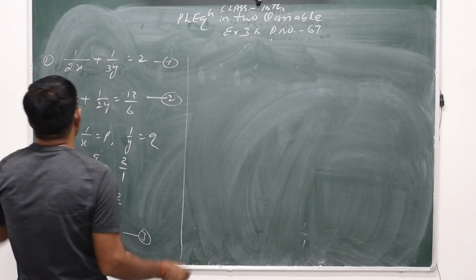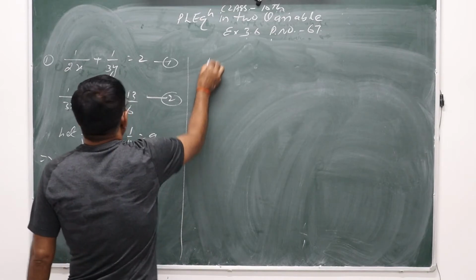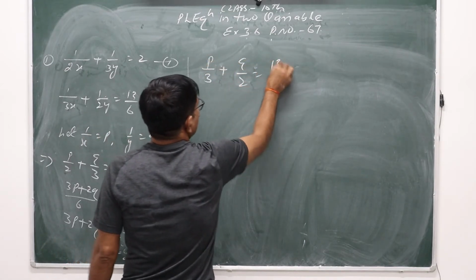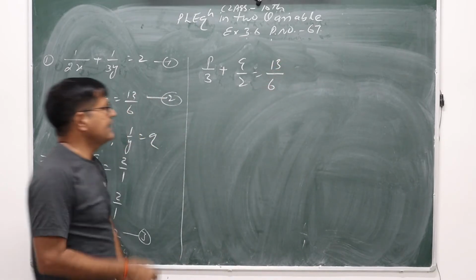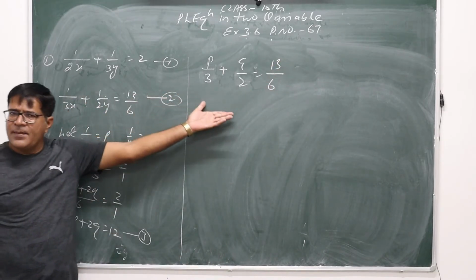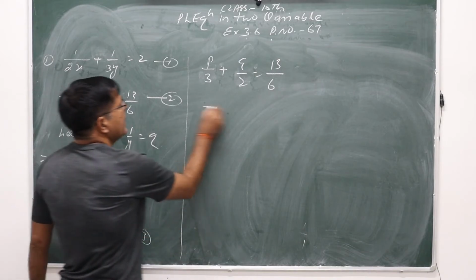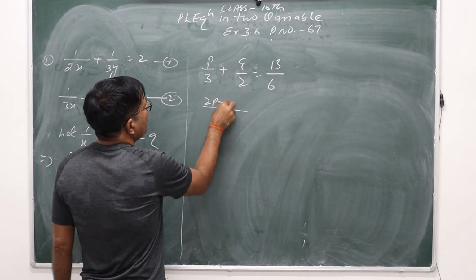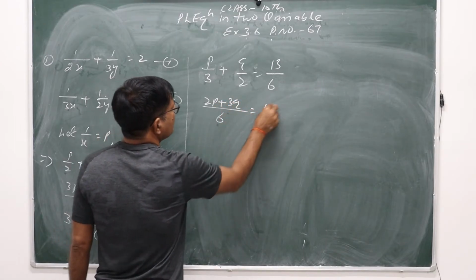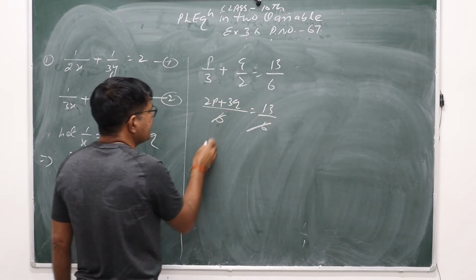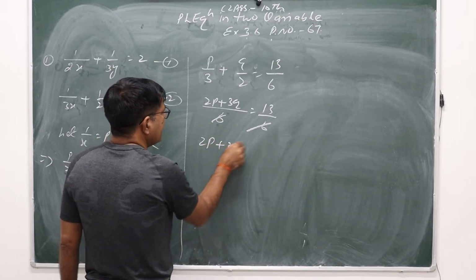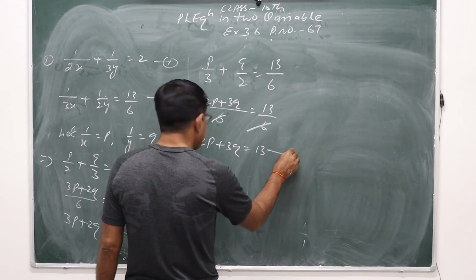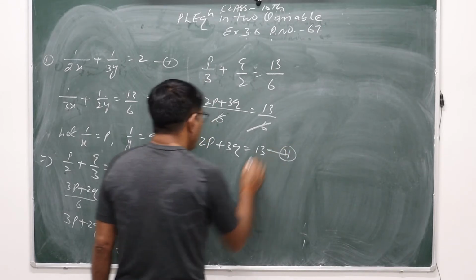Similarly, the second equation is p upon 3 plus q upon 2 is equal to 13 upon 6. Again the LCM of these two denominators will be 6, so we take LCM 6. 3 twos are 6, 2p plus 3q is equal to 13 upon 6. 6 cancels with 6, so 2p plus 3q is equal to 13. This is, let us suppose, equation number 4.